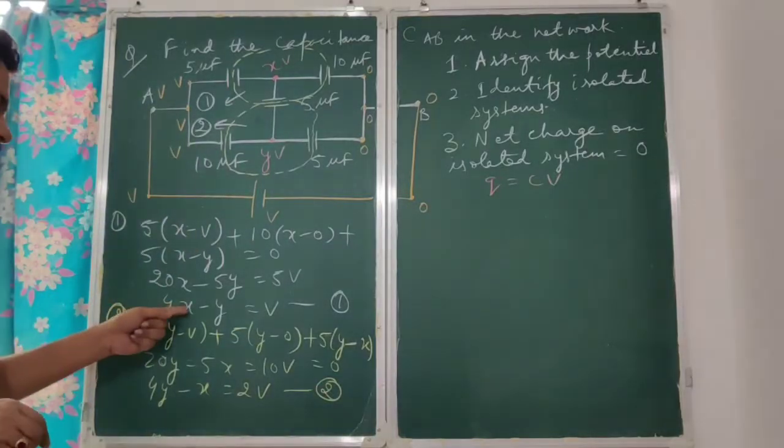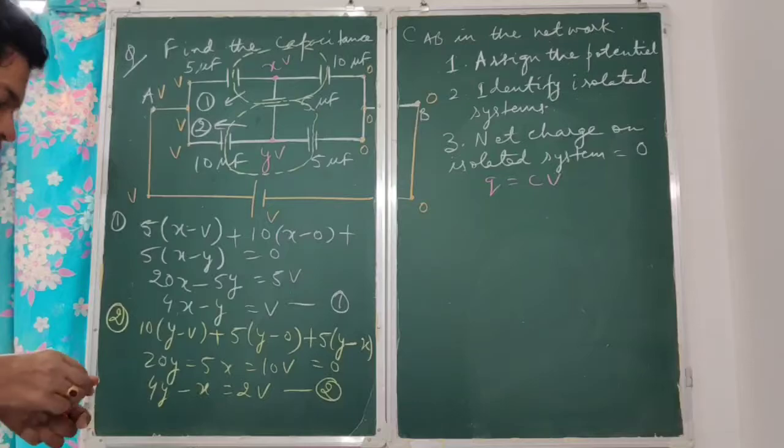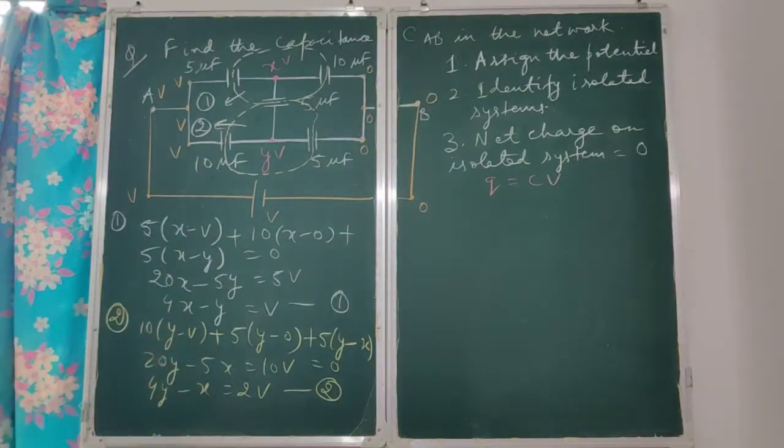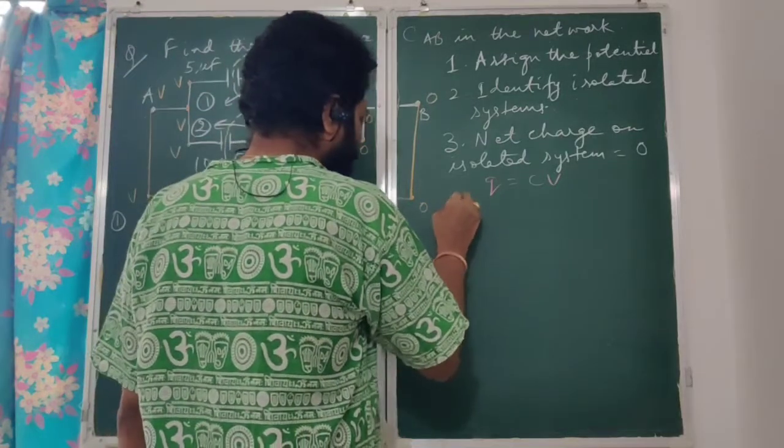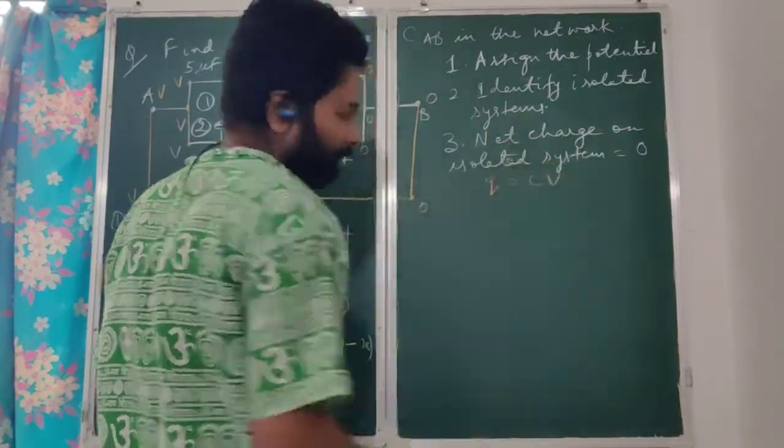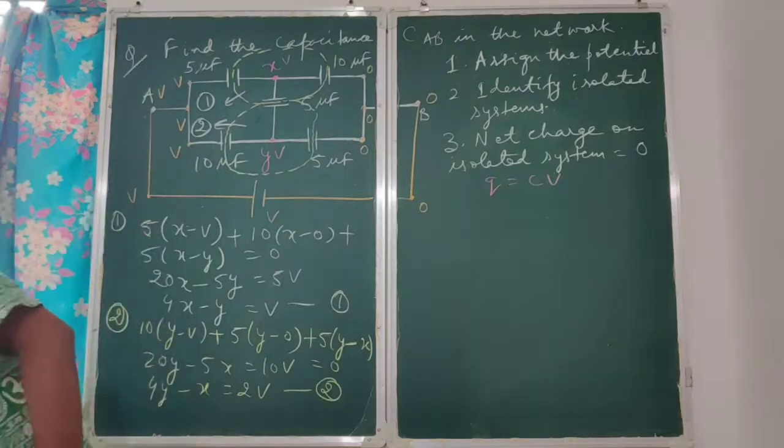Now we have two unknowns and two equations, so let us solve and get the values of x and y. My first equation is... I will erase this part so that we get some space.